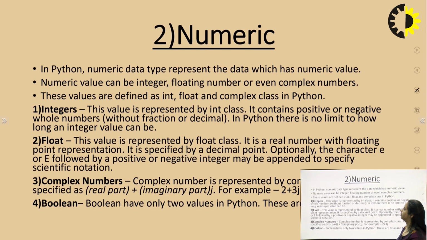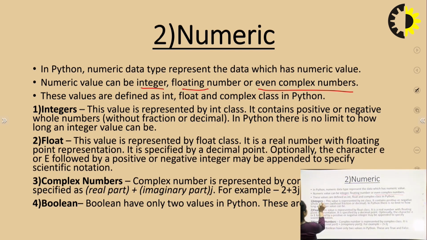Your next data type is numeric type. You all know about the numeric data type related to the integers, 0 or 1. So in Python, numeric data type represents the data which has a numeric value: 0, 1, 2, 3, 4, float, complex, boolean, something like that. A numeric value can be integer, float, or even complex number. So numeric numbers will be classified into 4 categories.